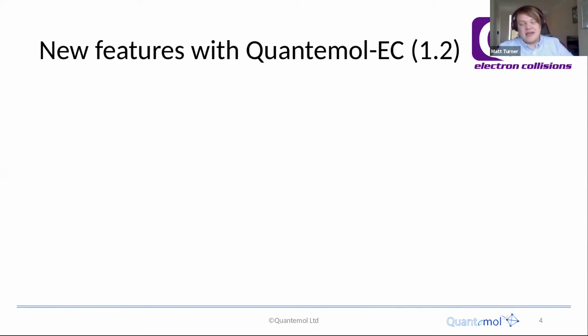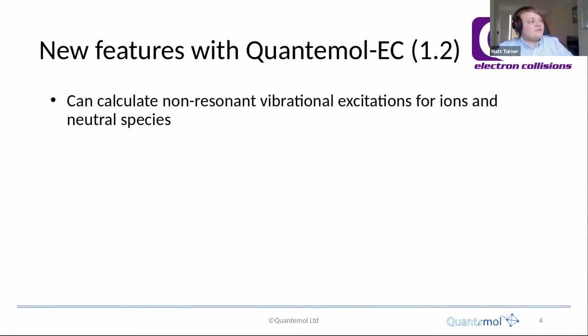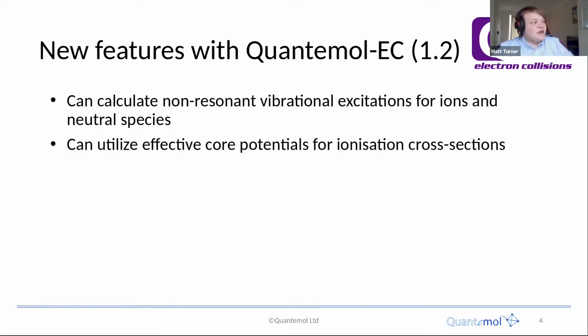Now, the one which we're presenting today is the newest version of Quantemol-EC, Quantemol-EC 1.2. This has two key new features. The first one is it can handle non-resonant vibrational excitations for ions and neutral species. This is very, very useful for studying plasmas. And also it can utilize effective core potentials for ionization cross-sections. This is very useful for studying heavier atoms like tungsten. So if you're interested in Quantemol-EC 1.2, we're offering free trials for 2 weeks.